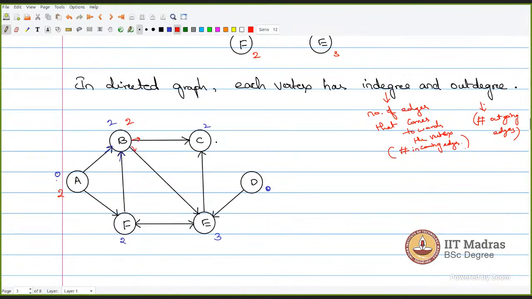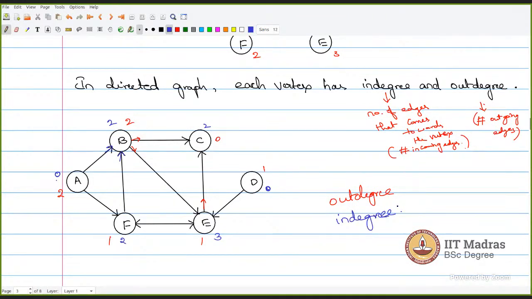C? 0. D? 1. E? 1. F? F also 1. Correct. So the red number represents the out degree and the blue number represents the in degree.